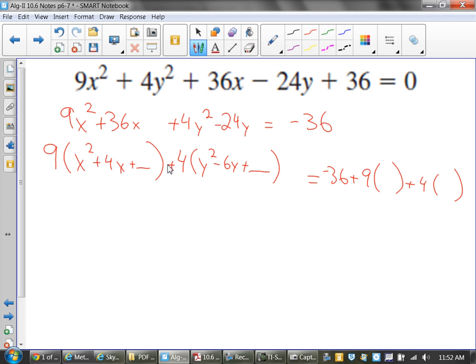And now it's a matter of completing the square. What's half of 4? Square it. So you add 4 to both sides. So my term on the left will be 9 times the quantity x plus 2 squared. Half of negative 6, square it. So here I have y minus 3 quantity squared. And what do you got on the right hand side? Negative 36 plus 36 plus 36.